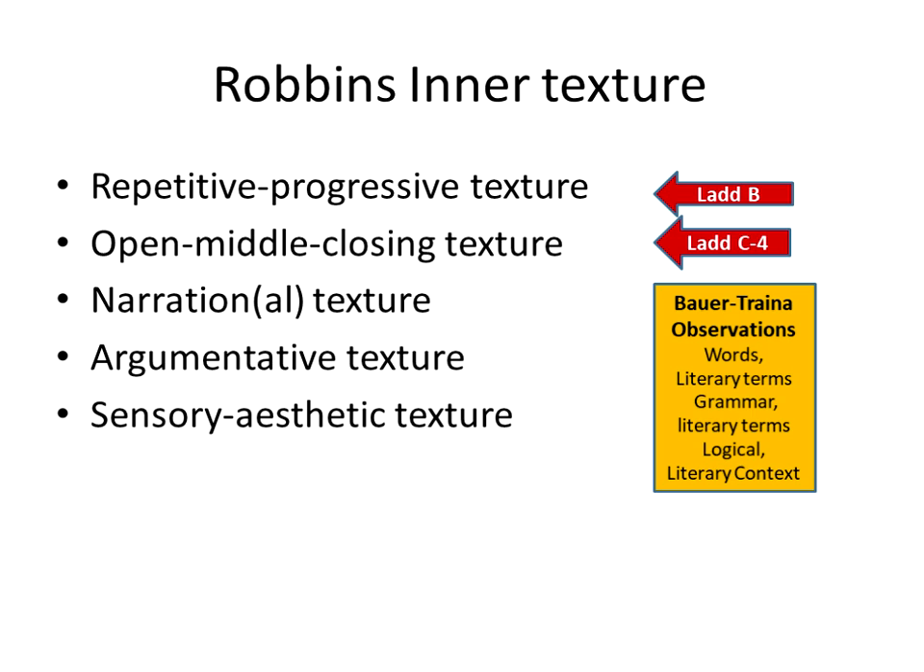It has a repetitive progressive texture, an opening, middle, and closing texture, narrational texture, argumentative texture, and sensory aesthetic texture. Now, many of these are Ladd's observations or Bauer and Traina's observations of word, literary terms, grammar, and logical terms.